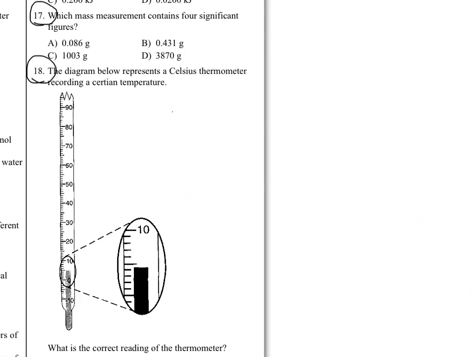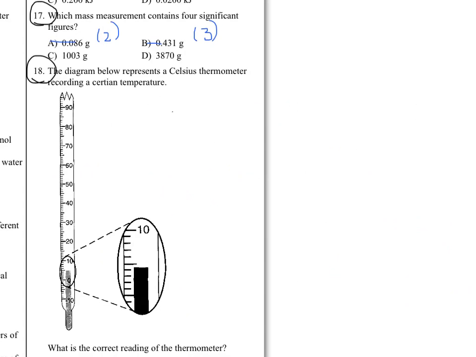Question number 17 from your review sheet asks, which mass measurement contains 4 significant digits? So since there's a decimal present in choice A, we're going to approach from the Pacific side and we're going to cross off zeros until we hit the first significant digit. So A has 2 significant digits. Now in choice B, again we have a decimal present, so we approach from the Pacific side of the number till we hit a significant digit, and then we count the rest. So B has 3 significant digits.